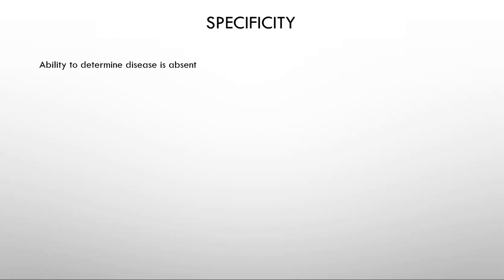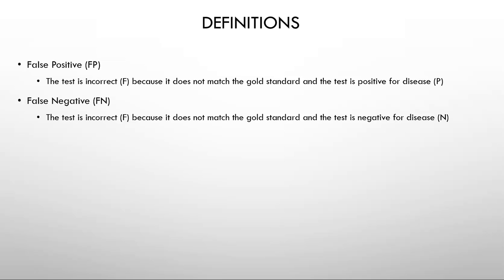So specificity is our ability to determine a disease is not present. That's our specificity. Our false positive is if our test is incorrect because it does not match the gold standard. This is the percentage of times that the test is positive for the disease and it turns out to be untrue. False negative, the test is incorrect because it does not match the gold standard and the test was negative for the disease. False negative.